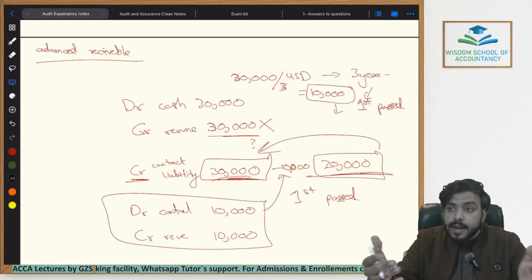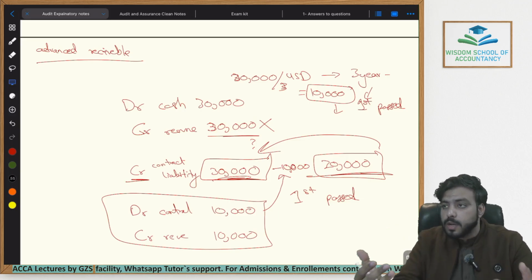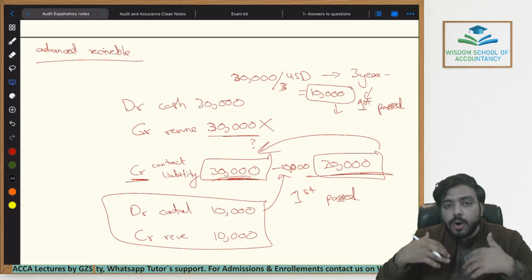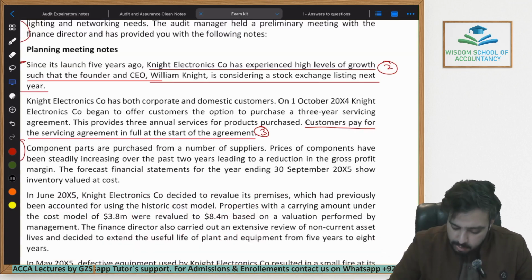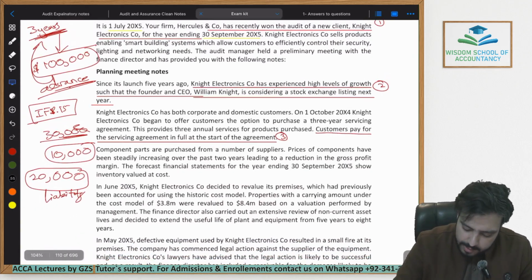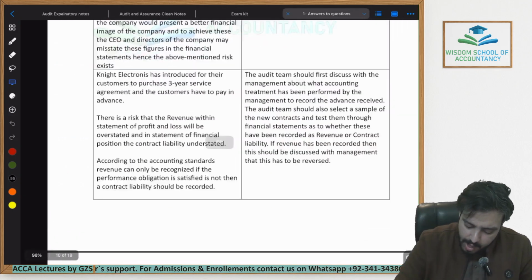There is a risk that they would not have made this calculation because this is easy to forget, because this is a very complex calculation, and they may have recorded all of the amount as revenue. This is the third risk that we have identified. Moving towards my answer sheet, I have written it down.